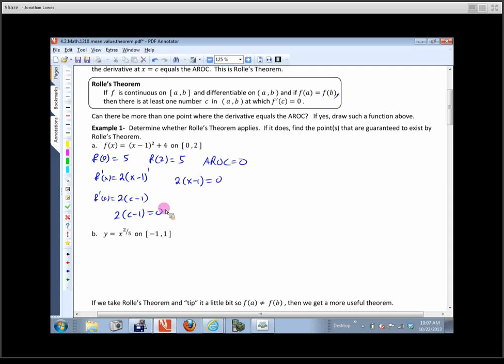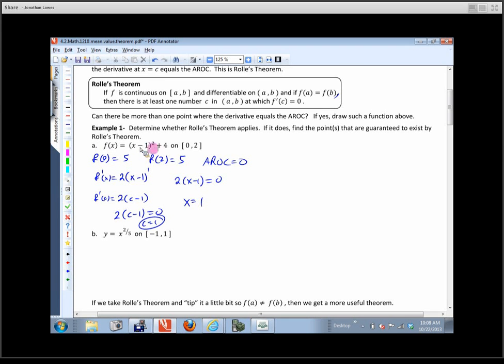Okay. So if I solve this, here's what I end up with. I want to know when this equals 0. Well, that would happen when x equals 1, or using that dummy variable, when c equals 1. Okay. So it just says, find the point or the points that are guaranteed. Well, I just found the number c, 1, whether you write it this way or this way, I don't really care, where the derivative should equal 0. And this is a what? This is a parabola. We can look at this and we can tell that that's where it would equal 0.